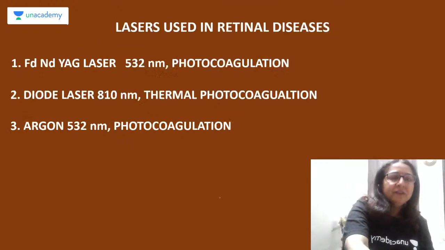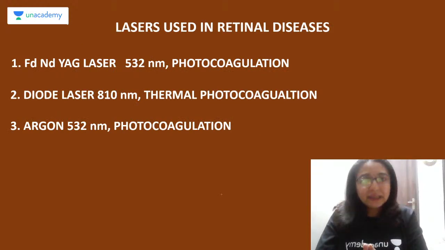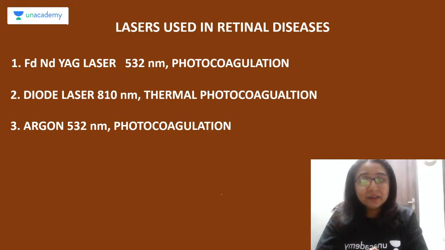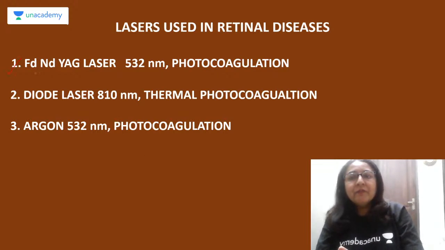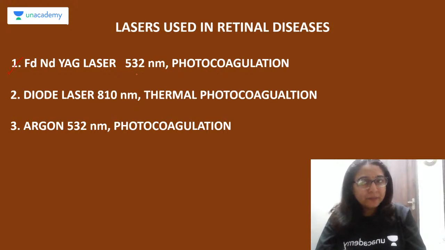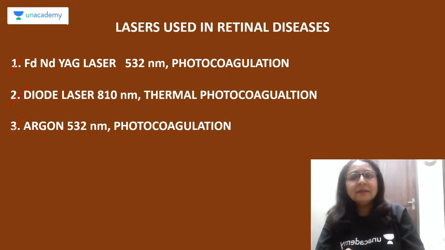Now after these anterior segment indications in which these lasers are used, let's study the lasers which are used in retinal diseases. There are many retinal conditions in which we do laser treatment, and of the lasers available, the 3 main types are, first, the frequency-doubled Nd:YAG laser. When you double the frequency of the Nd:YAG laser, the wavelength becomes half, so its wavelength is 532 nanometer. The second is the diode laser, which has a wavelength of 810 nanometer, and to a lesser extent, argon green 532 laser is used.